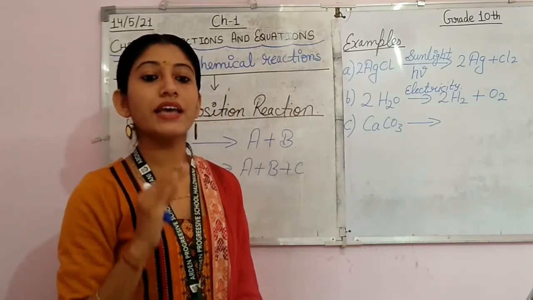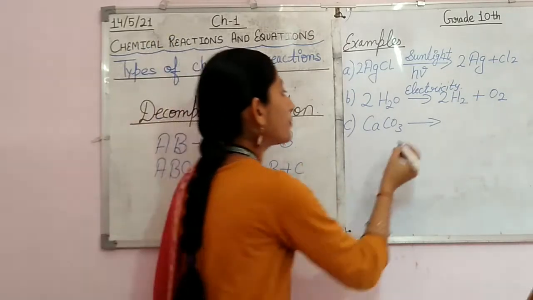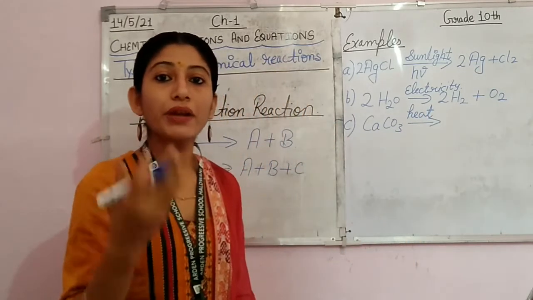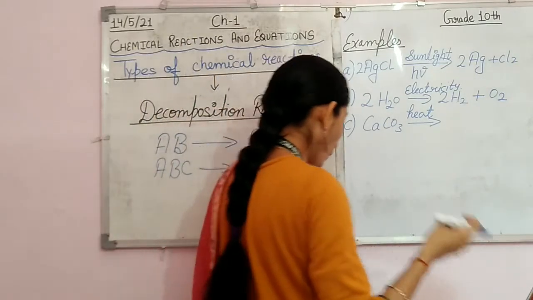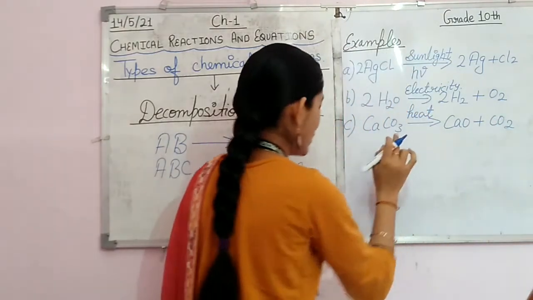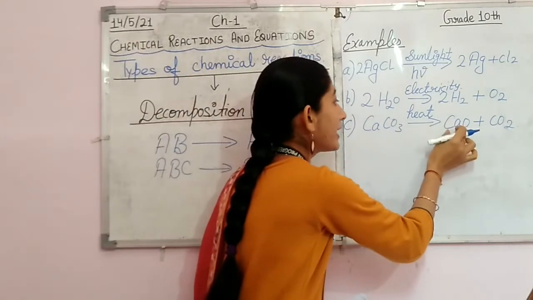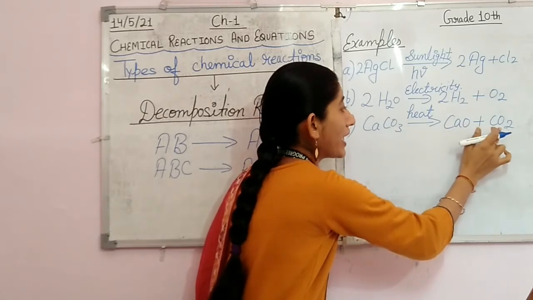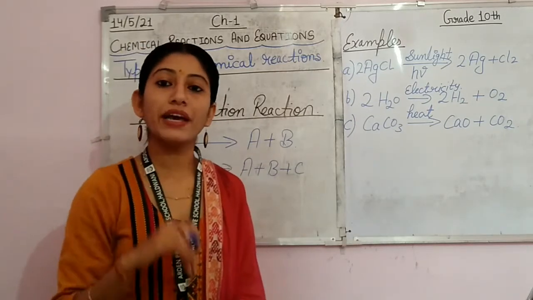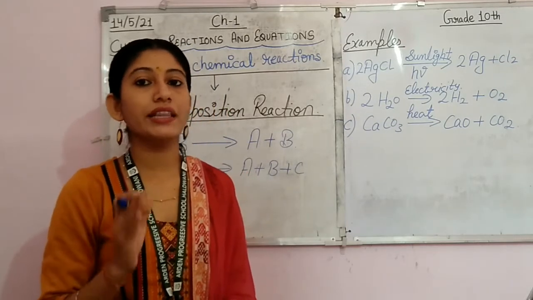To break down this calcium carbonate, we have to provide heat. When we provide heat, this CaCO3 will break down into CaO and CO2. So CaCO3 is our calcium carbonate, and when we provide heat, it breaks down into CaO and CO2. This is the decomposition which takes place in the presence of heat, and this is called thermal decomposition.